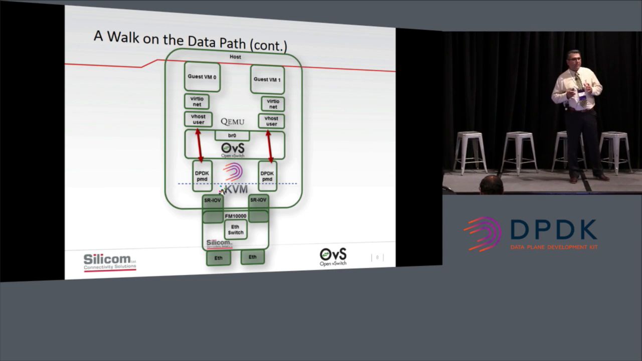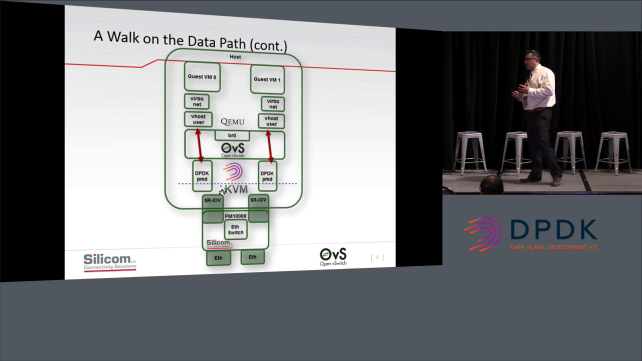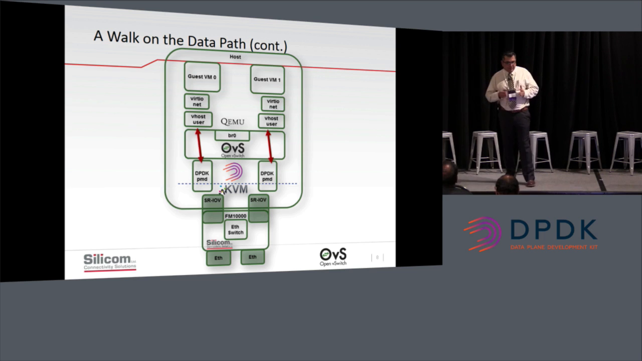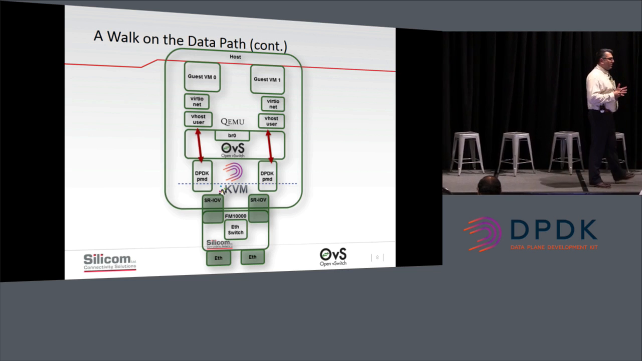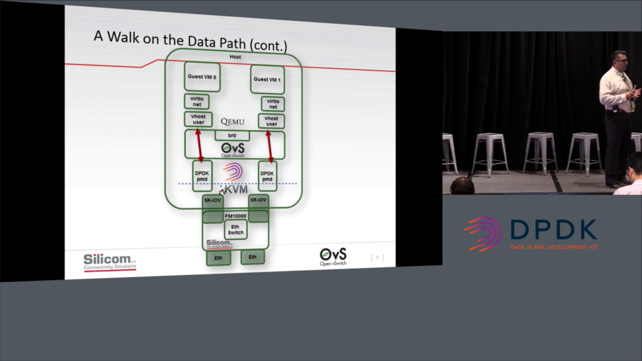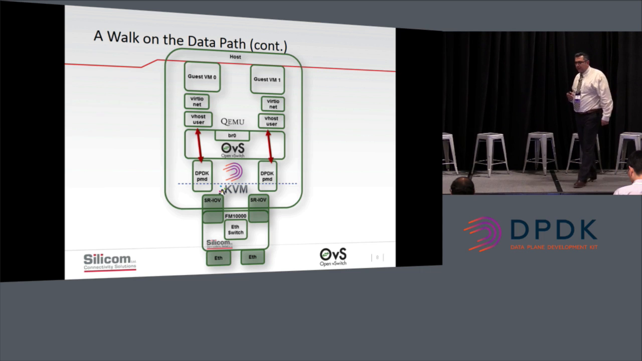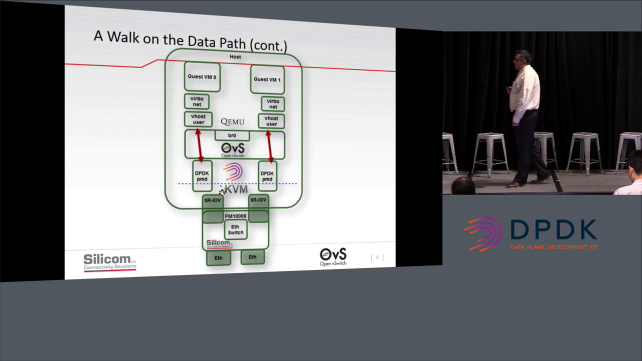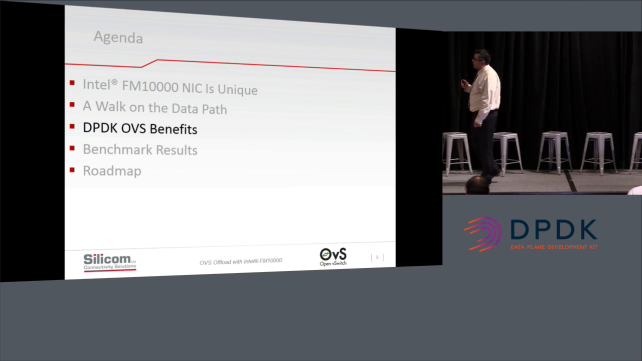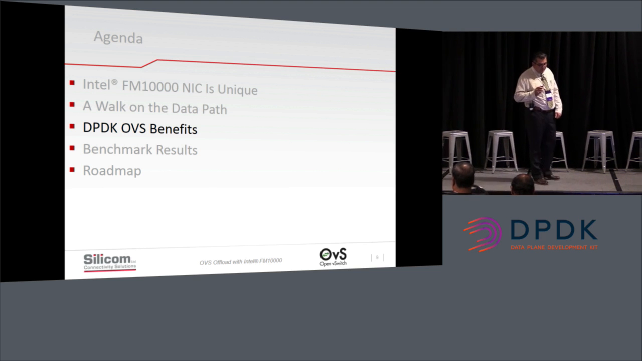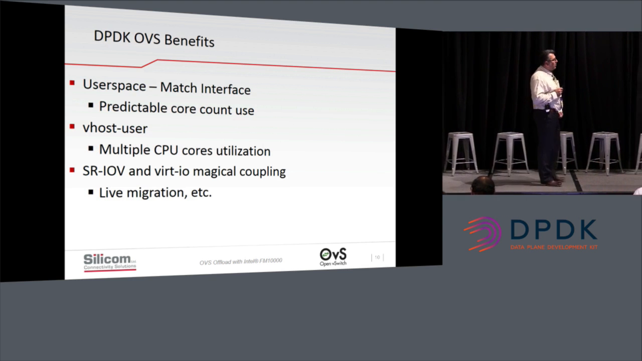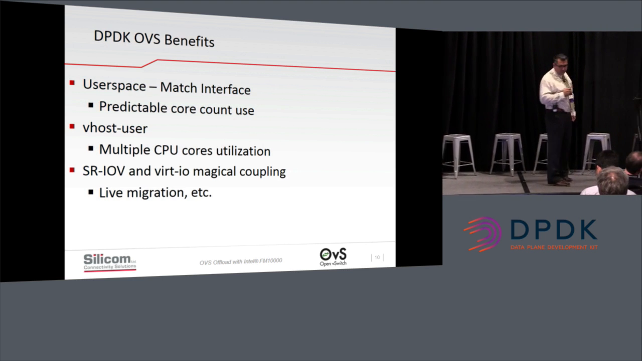We could create this data path with a simple OVS, we could create this data path with a DPDK OVS, and we could create this data path with this FM10K with DPDK OVS, and we could measure the numbers. We could see now the differences, and the numbers are quite convincing, actually. We will go through the numbers on the benchmark results, but let me just focus for 1 second on the benefits that we've seen with the DPDK.